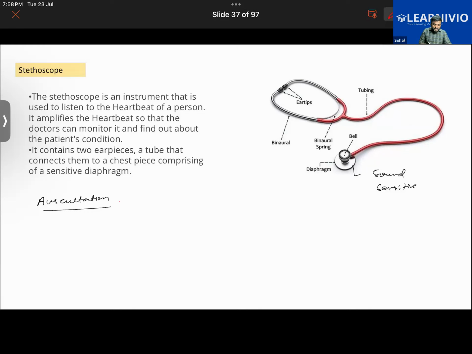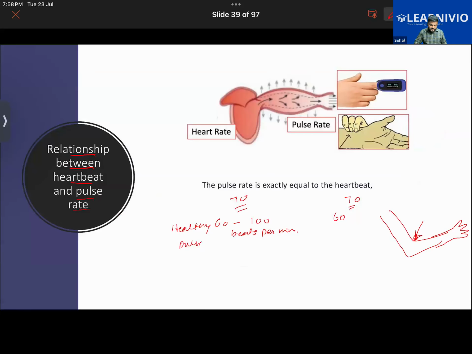So apart from listening to the sound of the heart, it would also be helpful in listening to the sound of the stomach. Getting it, guys? It would be useful for the stomach also. Furthermore, lungs also. Your lungs also produce some sounds, although it is not audible, but with the help of this, you can hear it. Okay. So hope this concept was clear to everyone. Is it clear to everyone?